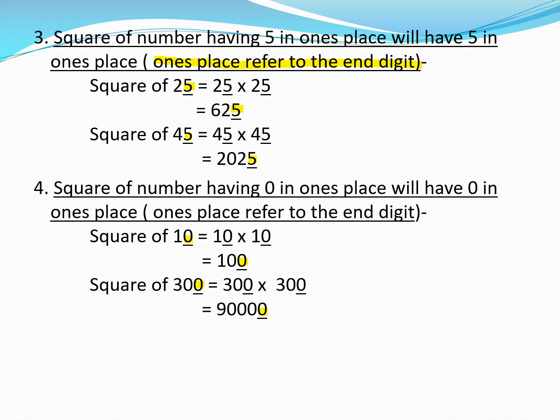Now property 3 and 4, if you compare and see, both are similar. In the third, it is written if a number ends with 5, even the square of that number will end with 5. In the fourth property, they have said if a number ends with 0, then even the square of that number will end with 0.